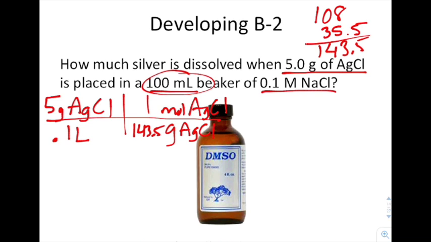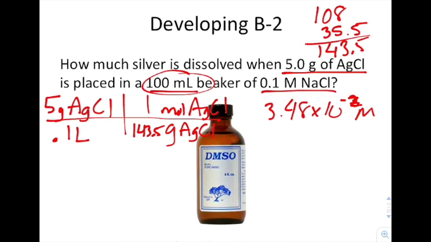Okay, with the molarity of your solution, you might be saying, okay, great, that's how much dissolves. I've dissolved all 5 grams. But that's not the case. So we've got to do something a little bit more complicated. We've got to, first of all, get our molarity, which is 5 divided by 143.5 divided by 0.1. And we get 3.48 times 10 to the minus second.